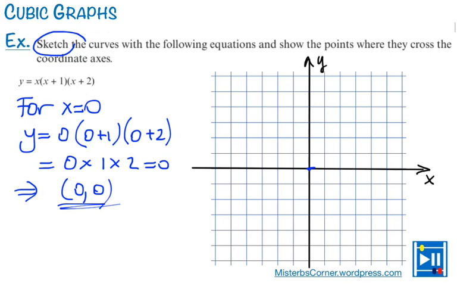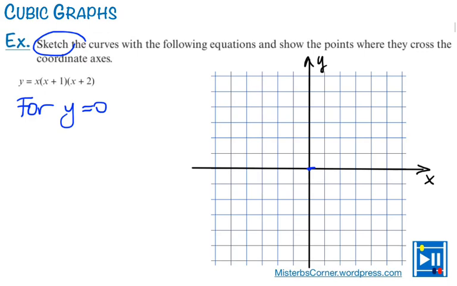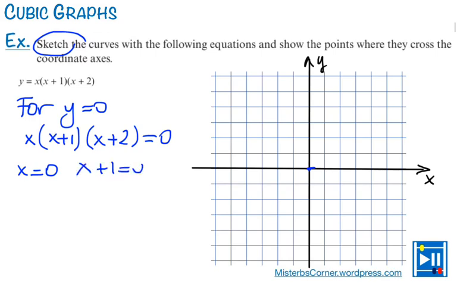Now, second, we're going to set y equals 0. And then this turns into x times (x plus 1) times (x plus 2) equals 0 as a cubic equation. And just because it's in the factored form, we can easily write down either x is 0, or x plus 1 is 0, which means x is negative 1, or x plus 2 is 0, which means x is negative 2. So these are the points where the graph of this cubic function cuts the x-axis.